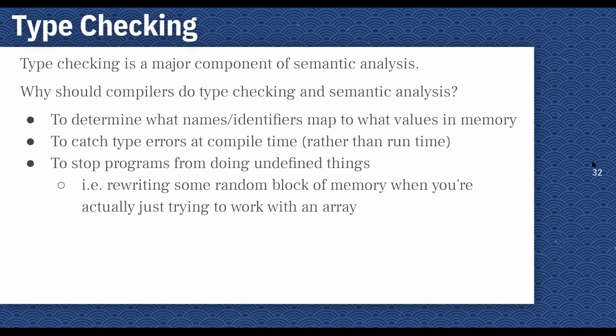So type checking is a major component of semantic analysis. We're not going to actually go over it because it's a really complex part of a compiler, but we'll just go over why compilers do it. So compilers do it to determine what names or identifiers map to what values in memory. They do it to catch type errors at compile time rather than runtime. And they do it to stop programs from doing undefined things.